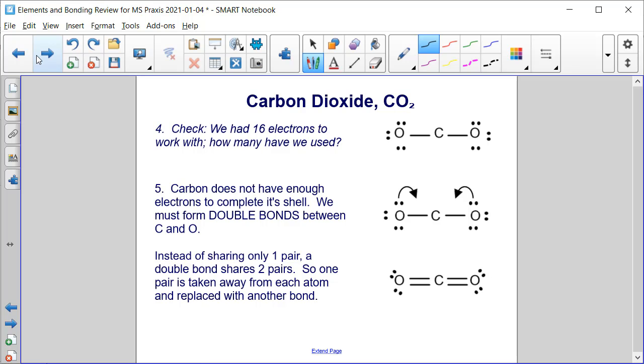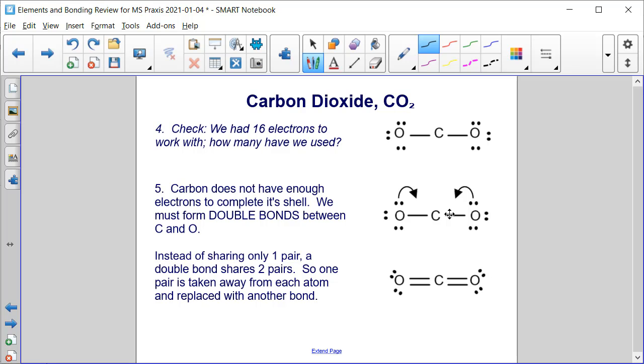As a check, we had 16 electrons to work with. We have used all 16. Carbon, however, does not have enough electrons to complete its shell. Looking at that central atom, right now, carbon only has 4 electrons, and it needs 8 to be stable. We must form double bonds between carbon and oxygen in order to make the carbon stable. So you can see that demonstrated by the arrows moving a pair of electrons from each oxygen. That way each oxygen continues to have 8, and the carbon also has 8.